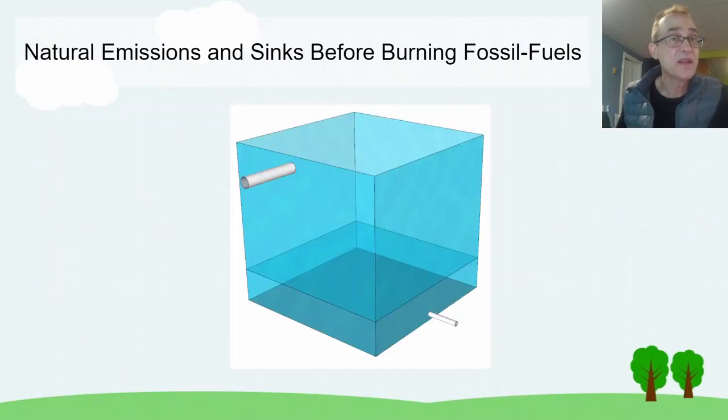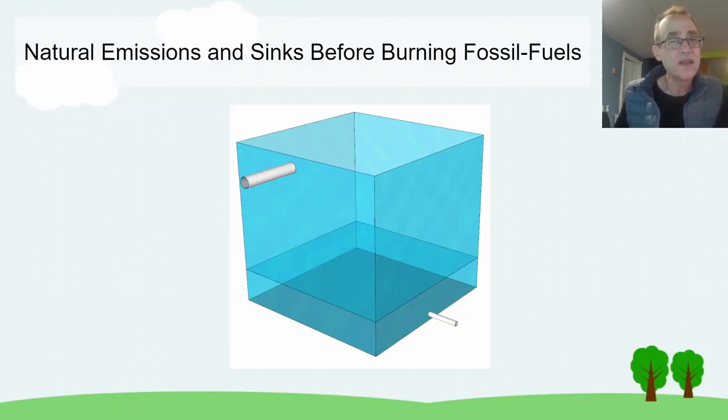Scientists estimate that there are 750 gigatons of natural carbon dioxide emissions per year. Before burning fossil fuels, carbon dioxide emissions and sinks were equal, and as a result, the atmospheric carbon dioxide levels remained constant at about 280 parts per million.